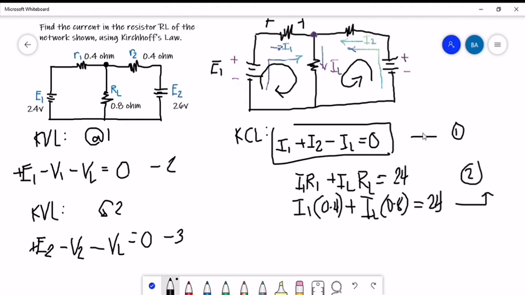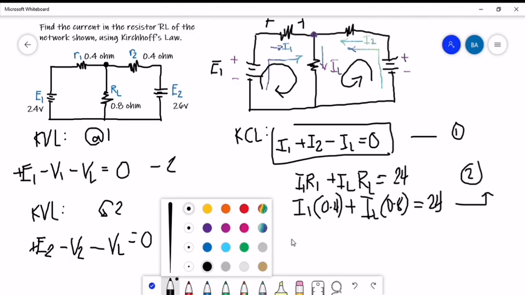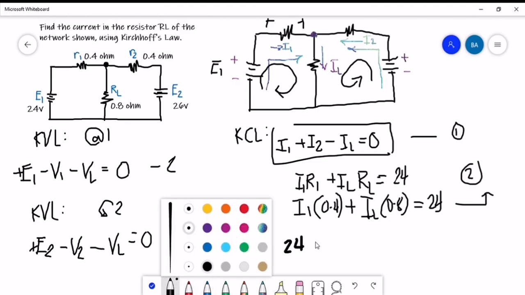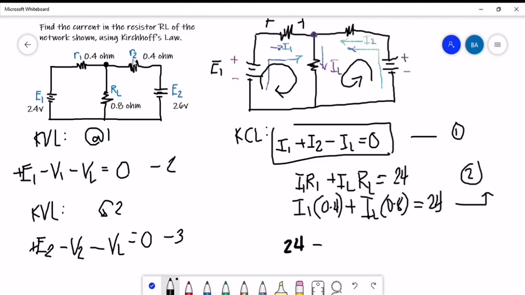So now next is to solve for our equation number 3. We are going to derive it. In this equation, next we need to find its E sub 2. We know that this is negative 24, minus our V sub 2, which is 0.4 I sub 2, minus V sub L, which is 0.8 I sub L, equals 0.